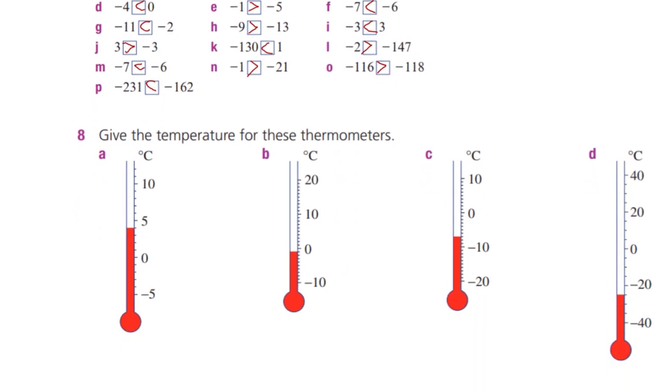Give the temperature for these thermometers. There's 0, 1, 2, 3, 4. 4 degrees Celsius. This one, because it's 0, and I feel like it will have 10 dashes all the way down to -10. That's the first one. That must be at -1.